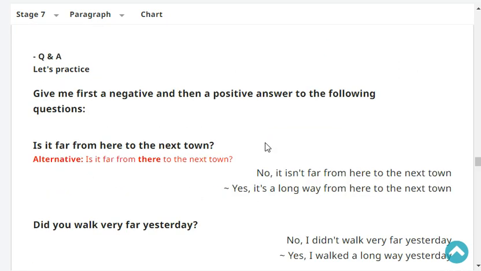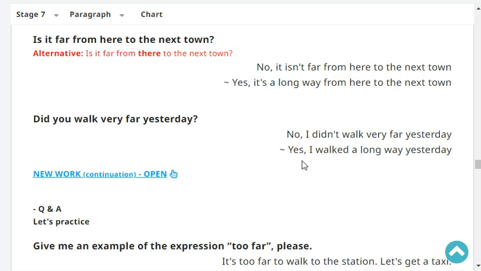Very good. Give me first a negative and then a positive answer to the following questions, okay? Number one, is it far from here to the next town? No, it isn't far from here to the next town. Yes, it's a long way from here to the next town. Did you walk very far yesterday? No, I didn't walk very far yesterday. Yes, I walked a long way yesterday.